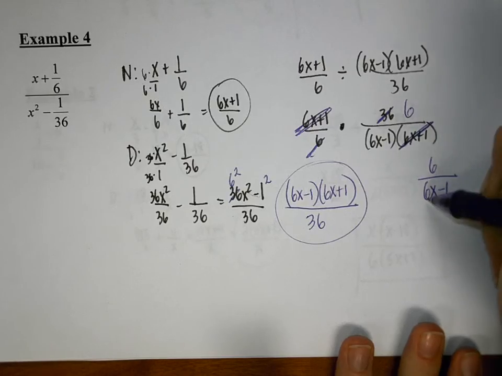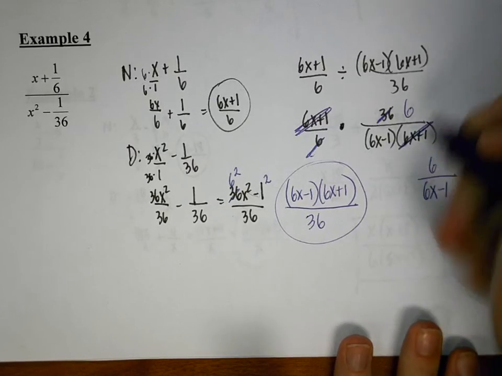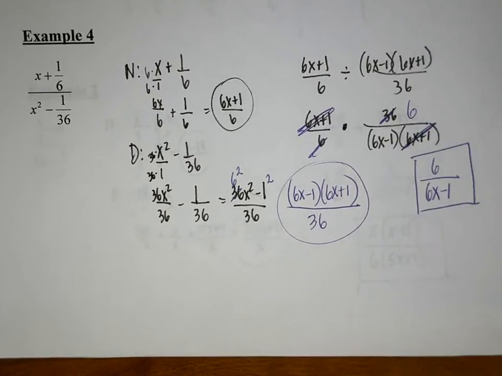And again, I can't cancel those because there's that minus sign, and everything has to be exactly the same in order to cancel those. So that's your final answer. And that is the end of 7.2a notes.